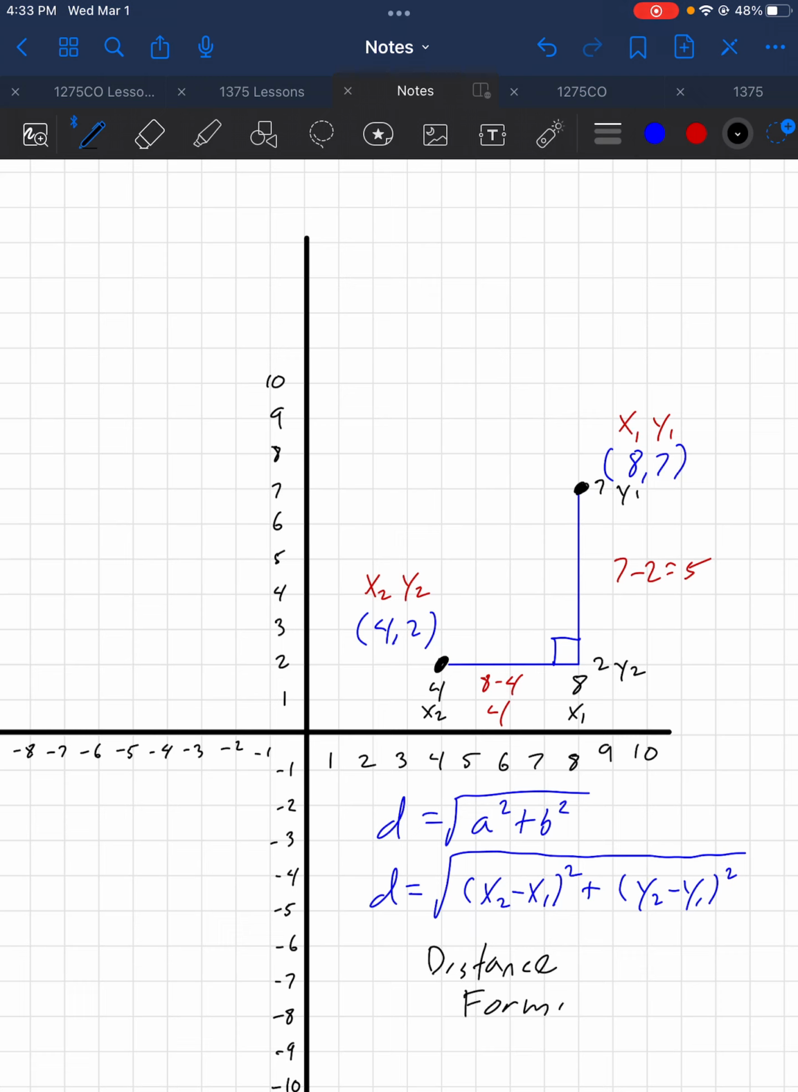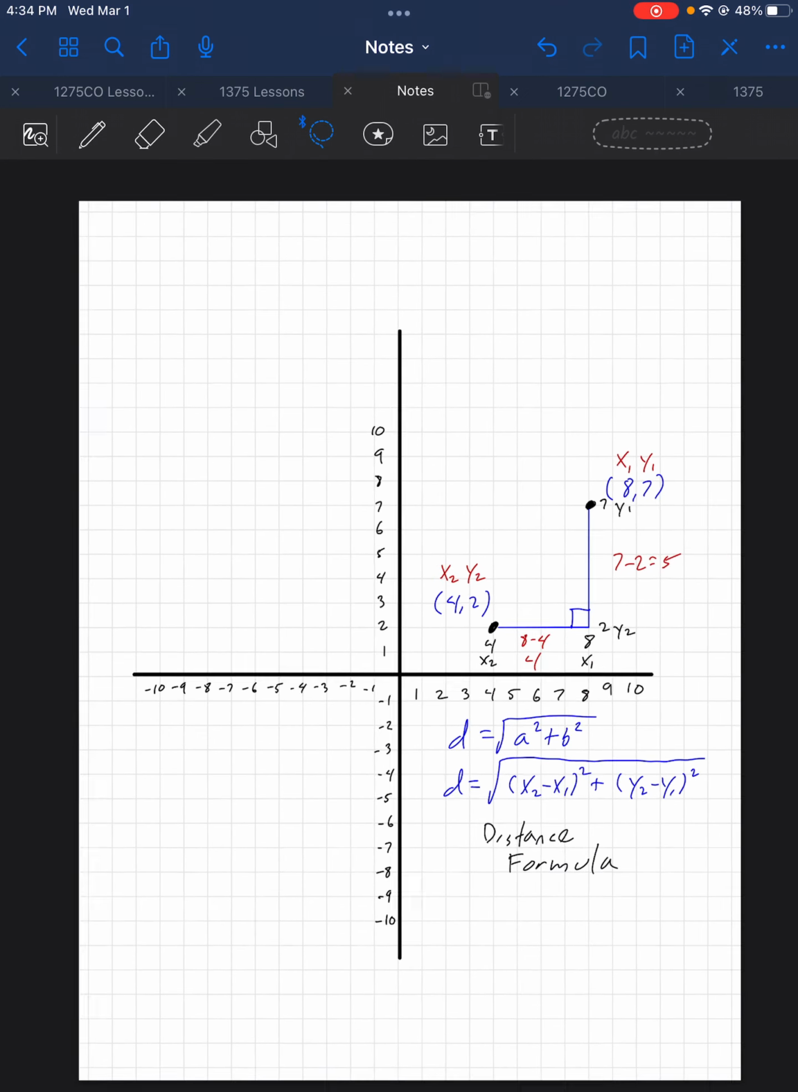If you want to find the distance between 2 points on a graph, you're going to use this formula right here in order to do that, presumably because you have the two ordered pairs. Now let's take a look at 3 examples on how we can apply this formula.